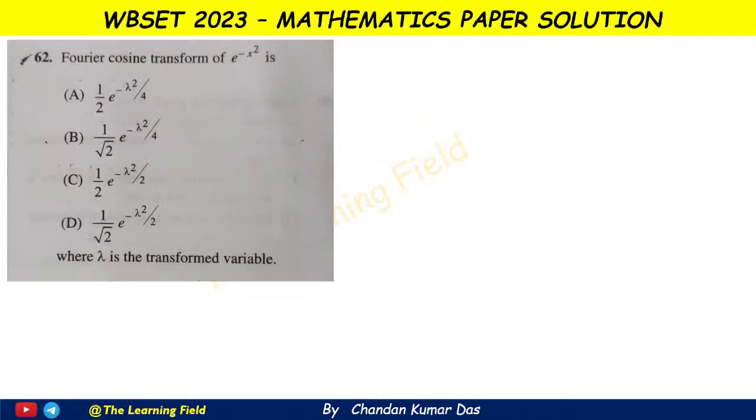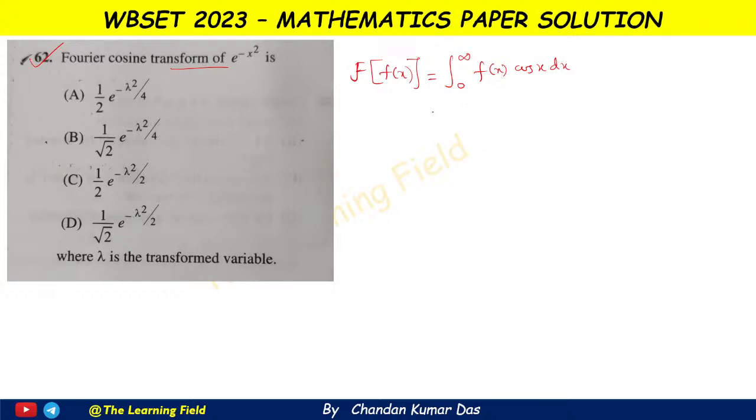Next question, this is a Fourier cosine question. Question number 62 from the X series, and this is from Fourier transformation. The question says: the Fourier cosine transform of e to the power minus x square, what is the value of this? Now the Fourier cosine transformation of any function, suppose f(x), is equal to integration 0 to infinity f(x) into cos x dx. Okay, this is the formula.